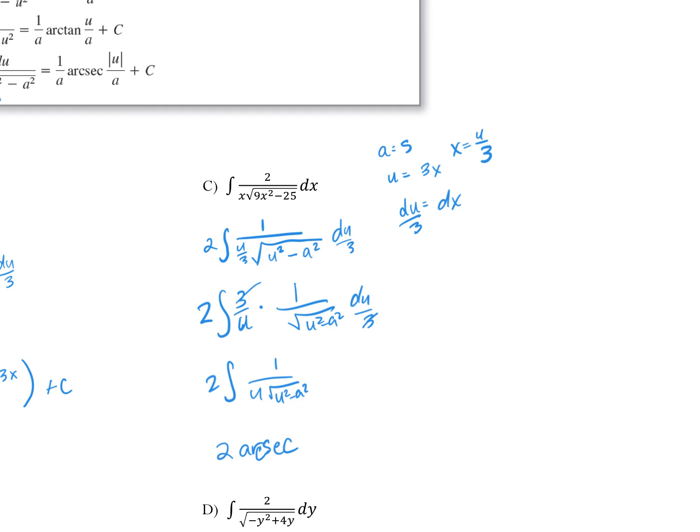Two arcsecant. Wait, that's not right. 1/5. 2 times 1/5, so 2/5 times arcsecant of U, 3x over 5. The absolute value of 3x over 5.